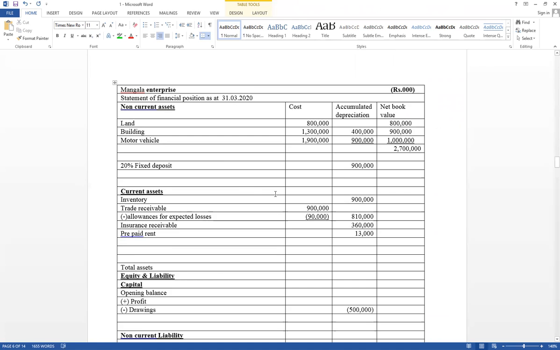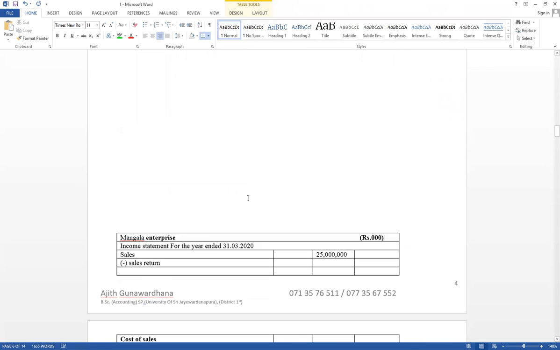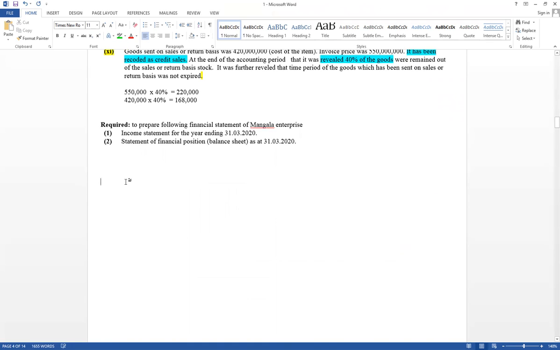Then FD interest should be calculated. Under working, you have to calculate fixed deposit interest income. Fixed deposit value equals 900,000. Based on that value, 20%. Therefore, FD interest income equals 180,000. The trial balance has given 150,000. That is fixed deposit interest income received in cash.